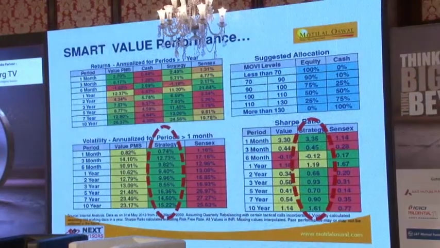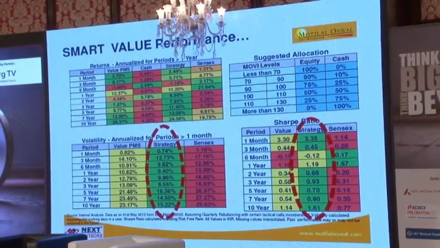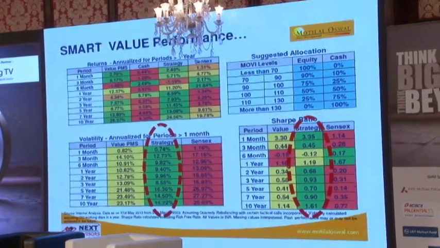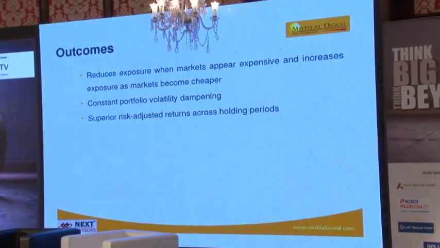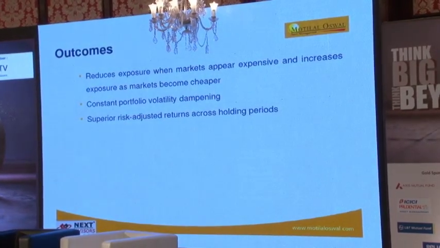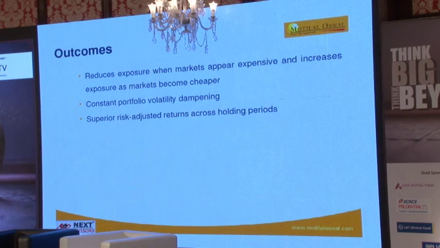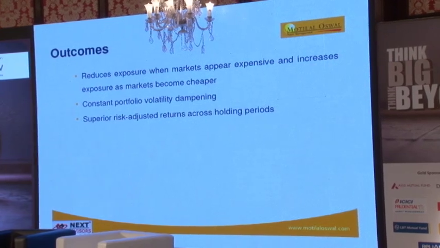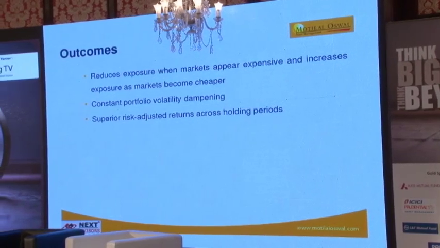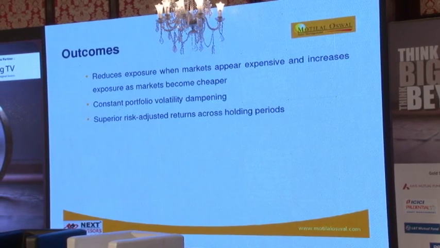So what you will see is that on each observation in the volatility you get the least possible volatility, and you almost always get the best possible risk adjusted return. It reduces exposure when markets are expensive. Because of the rebalancing based on valuations, it continuously dampens volatility. That is what I showed in the data. And it gives you superior risk adjusted return across holding periods.